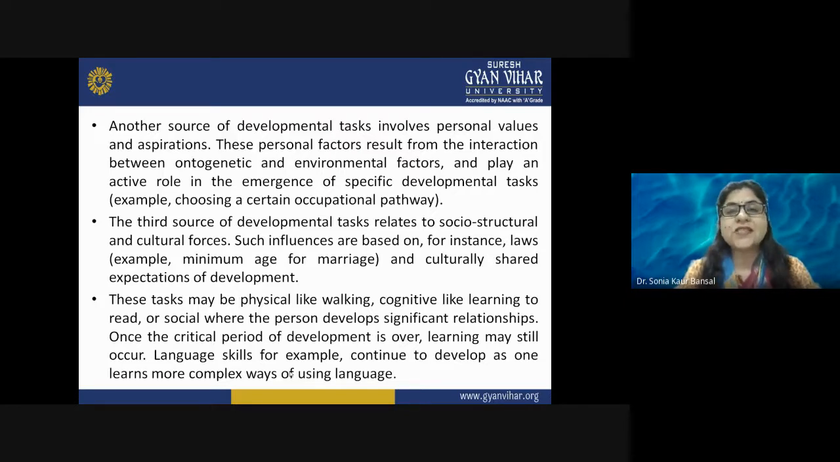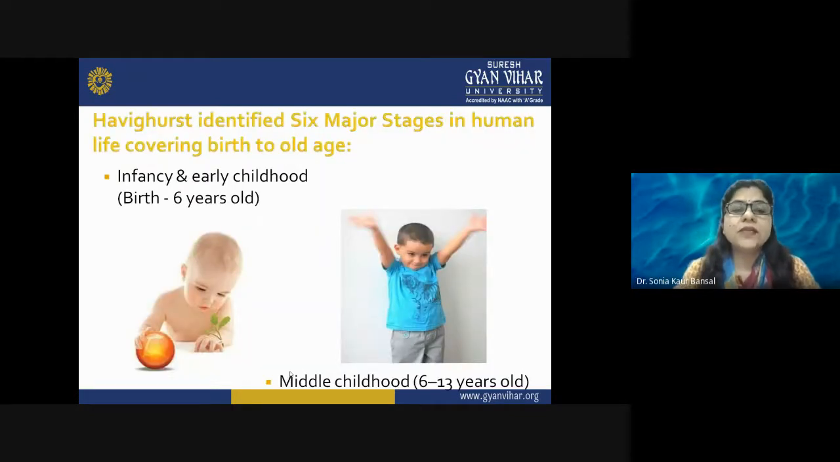So learning may still occur then. Language skills, for example, continue to develop as one learns more complex ways of using language. So understood, students? First is biology, second is psychology, and third is sociology. And these three factors actually work as a source for the developmental tasks of a learner. Now, let's understand the different stages with the help of pictures as well.